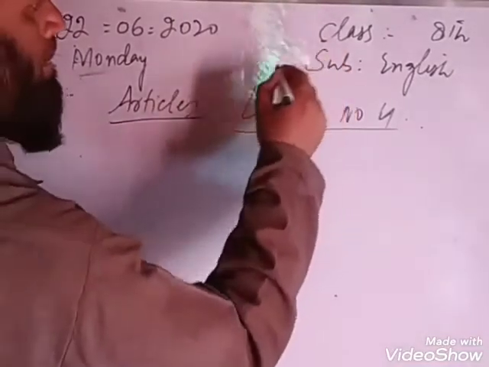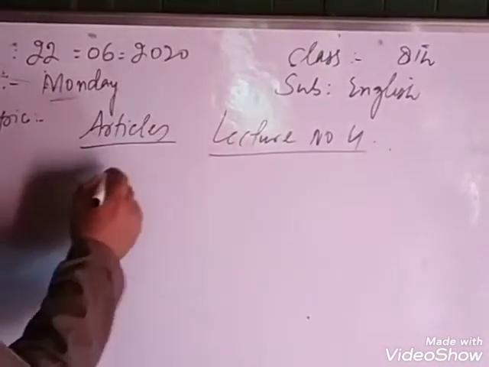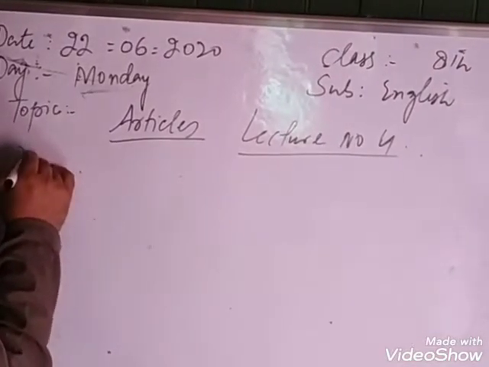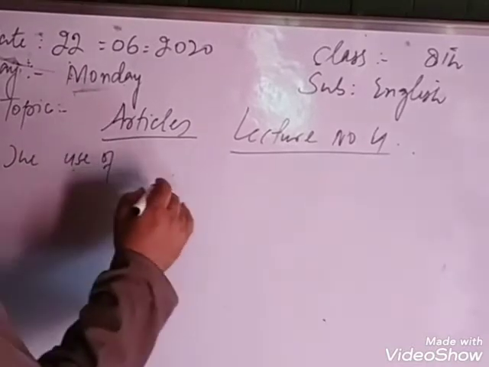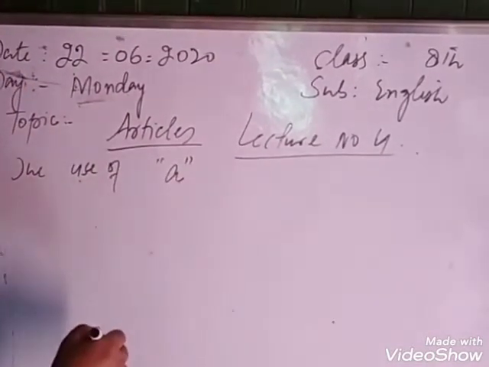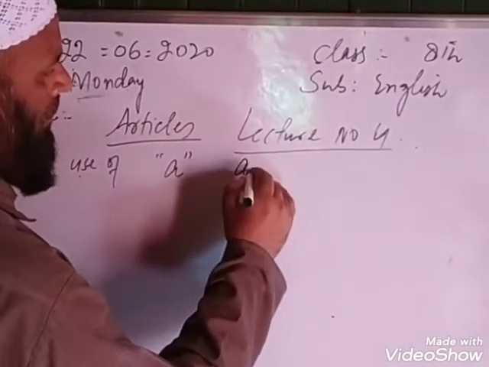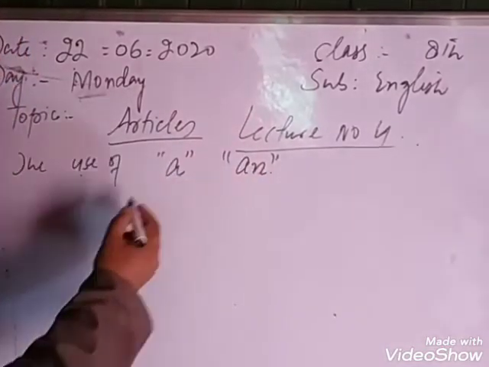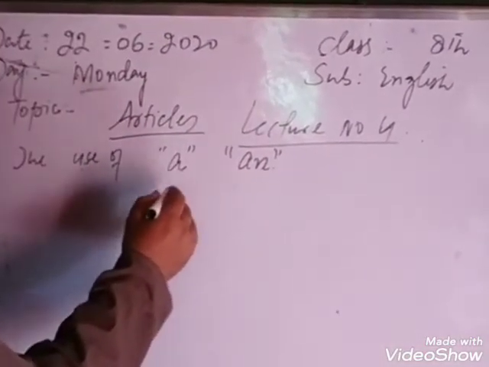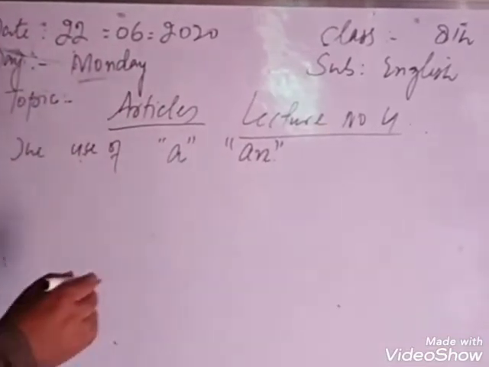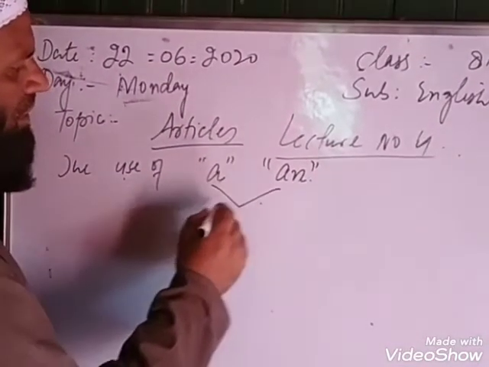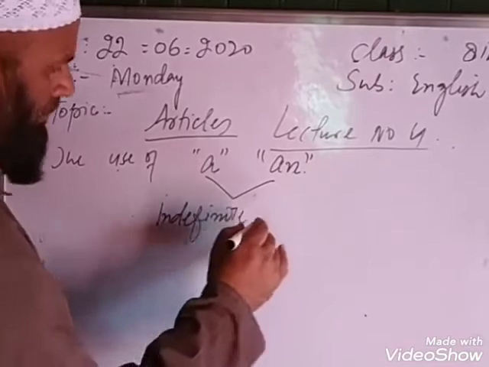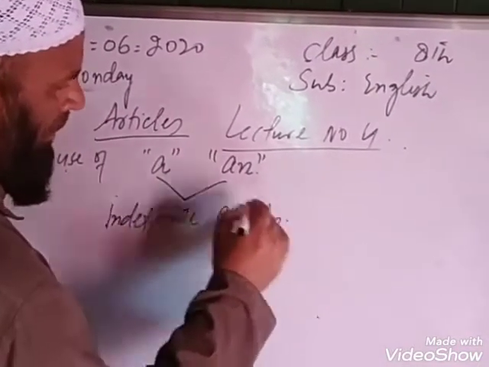My lecture number 4 is about articles. I was talking about vowels and consonants, the use of a and an. These two articles are known as indefinite articles.